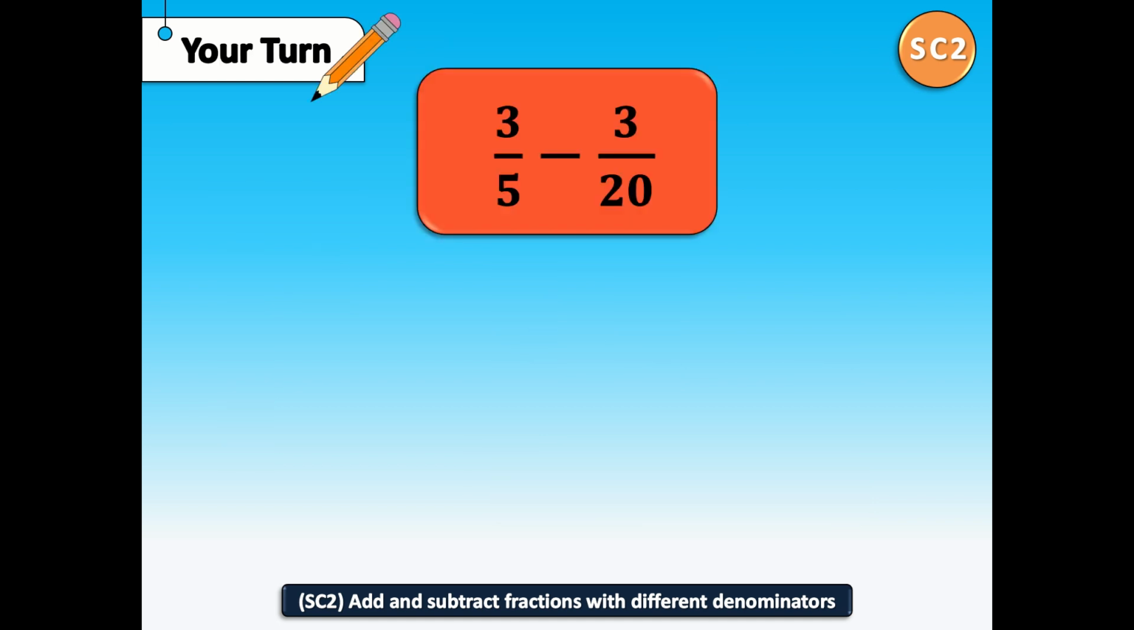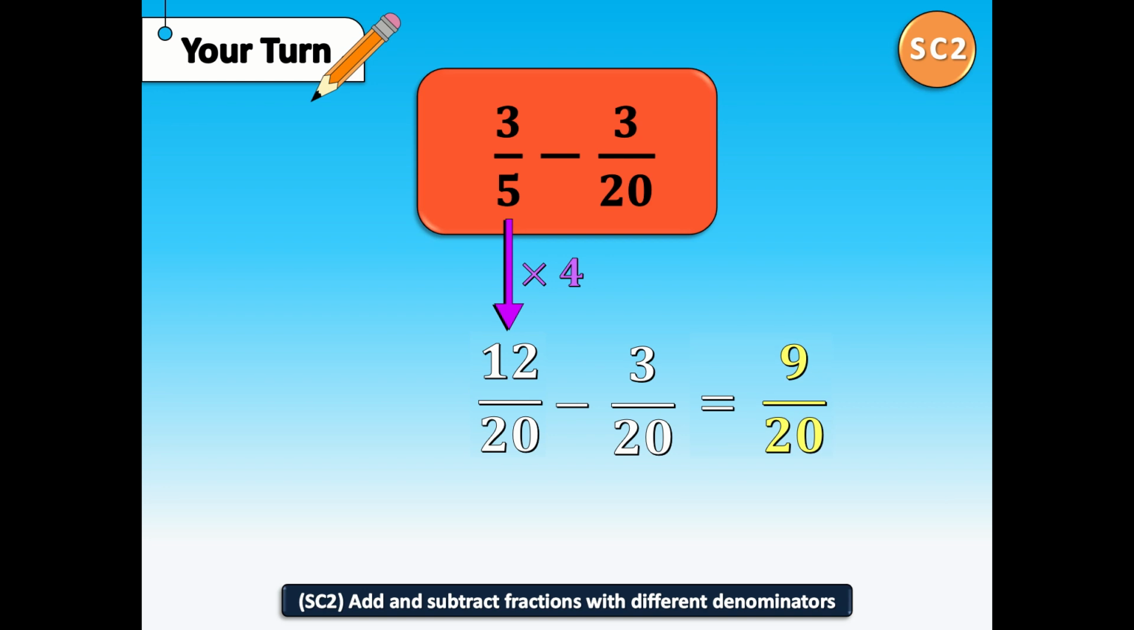Here's a question for you to have a go at. Pause the video, and when you're ready to see what you should have done, press play. So for this one, I can make this one into a 20th by timesing it by 4. So I need to times the top by 4 as well. And the second fraction can just stay the same. So now they're both out of 20. I just do 12 take away 3, which is 9. So my answer is 9/20.